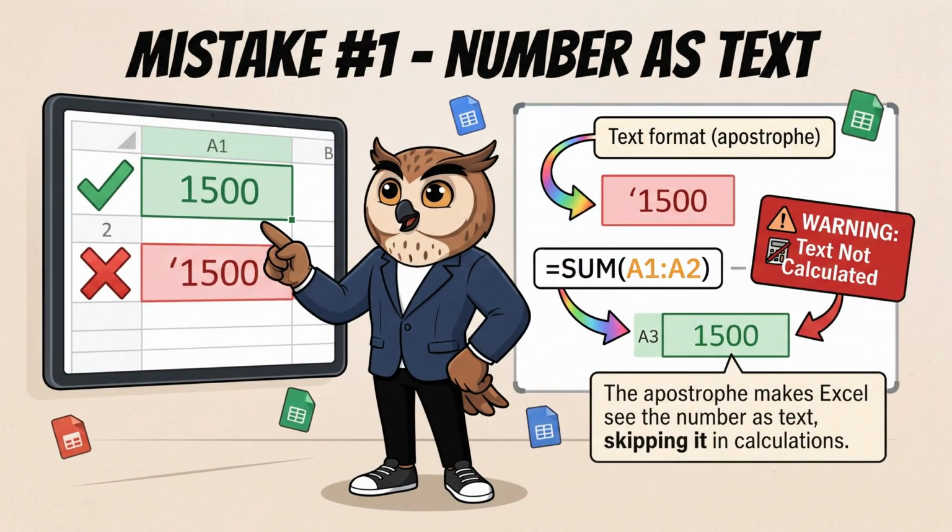One common mistake is entering numbers in a format that Excel recognizes as text instead of numbers. When this happens, Excel cannot perform calculations correctly. Even though the value looks like a number, formulas such as sum, average, or min will ignore it or return incorrect results. Always make sure your numeric values are stored as real numbers.